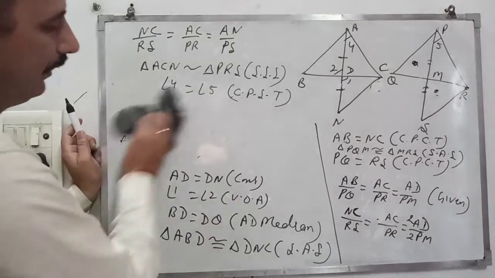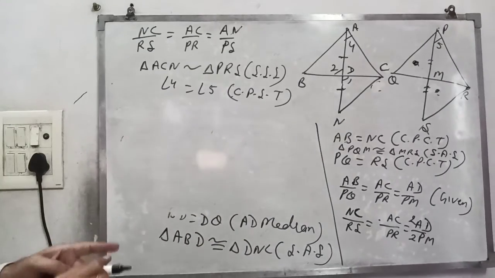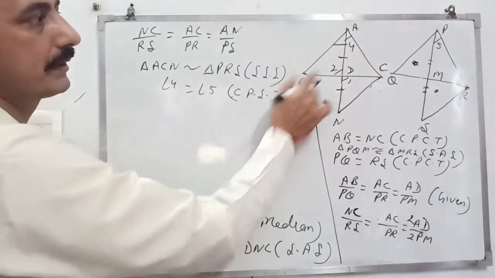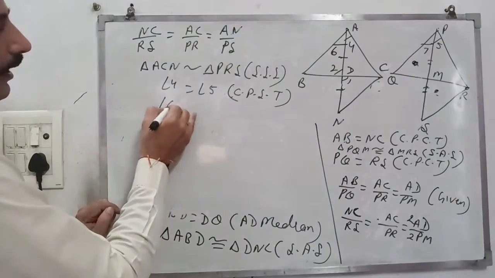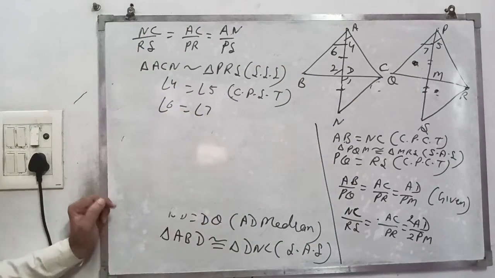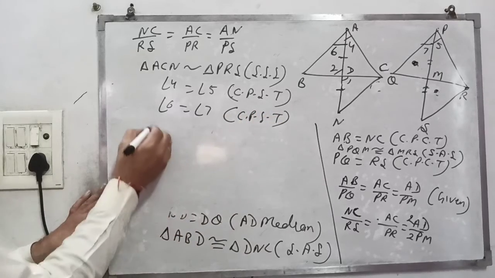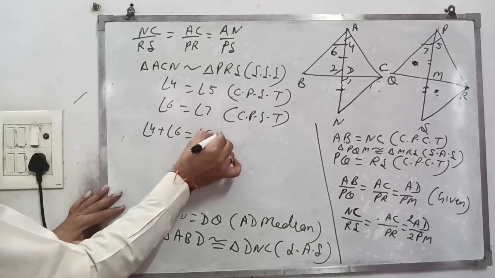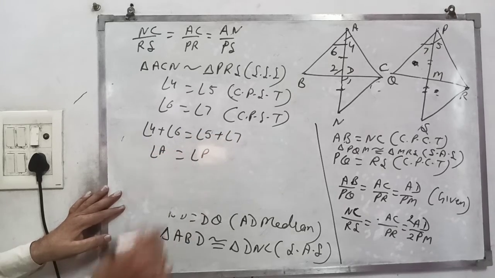Now we find out that if these two angles are equal, we can use the same way for the other side. You find that angle 6 equals angle 7. That is also corresponding parts of similar triangles. Now we add both angles, angle 4 plus 6 and angle 5 plus angle 7. You find that angle A equals angle P.